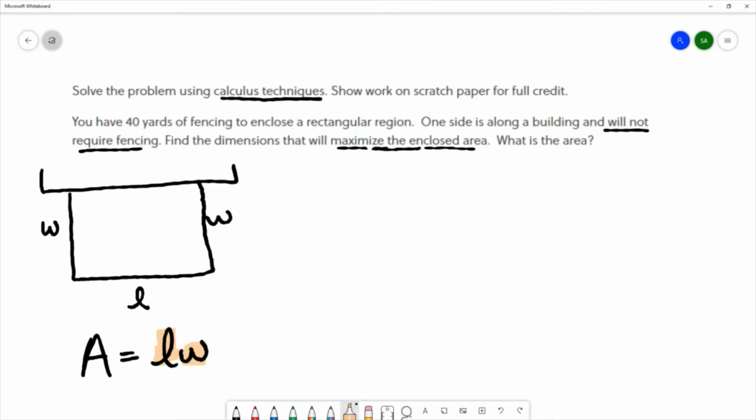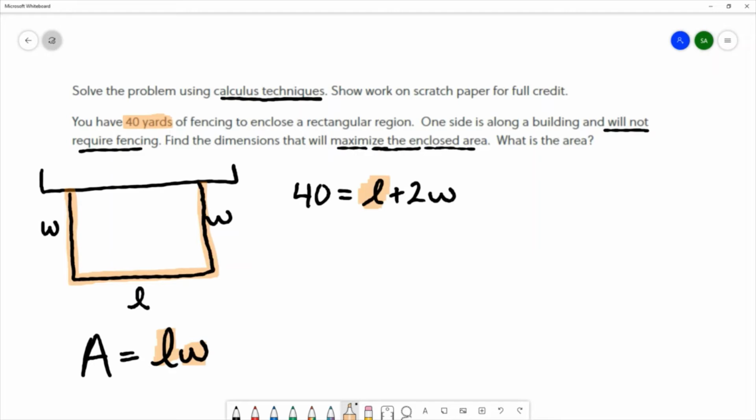So we have 40 yards of fencing. The fencing is going to go up along these three sides, and that means that our 40 yards of fencing should equal the length plus 2 times the width. I can solve for either length or width and then substitute into my area function to reduce the number of variables. In this example, I'm going to choose to solve for the length because it doesn't have a coefficient.